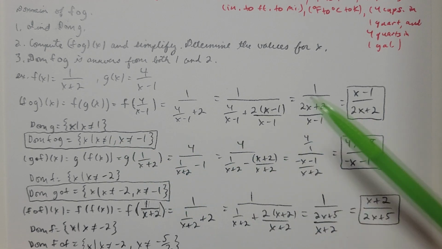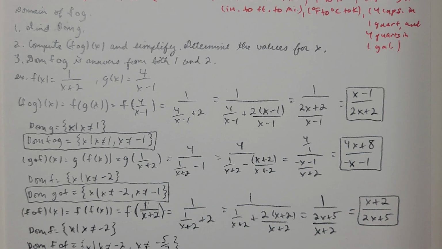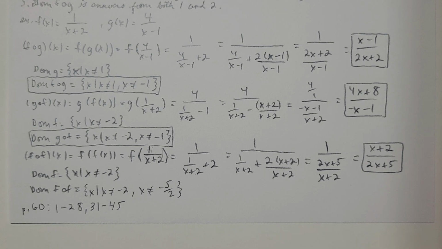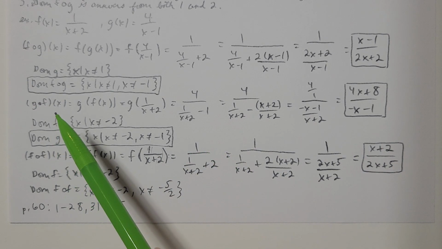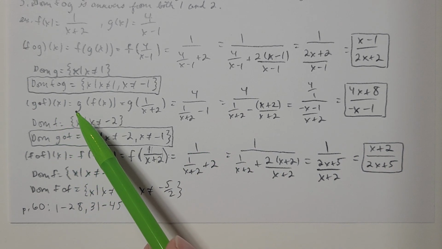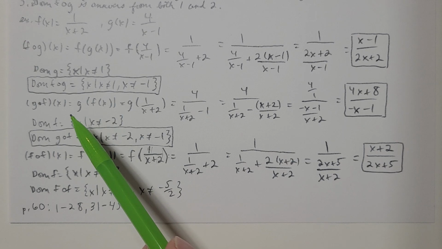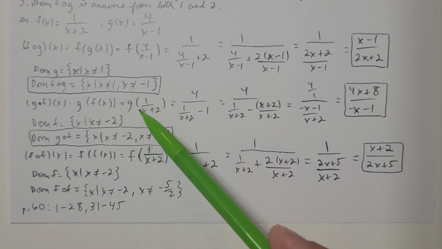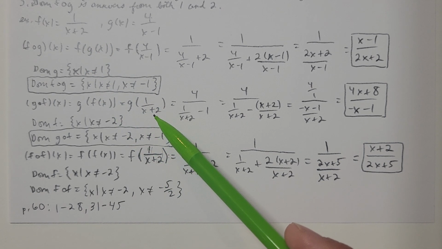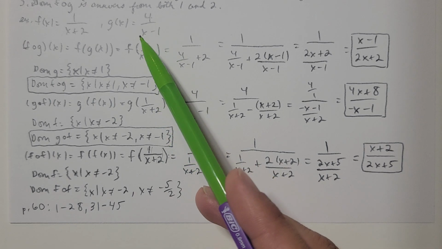Okay, x can be any other number, though. Let's try g composed f of x. So g composed f of x means that I'm going to plug f into g. So g of f of x is what we're finding there. f of x is 1 over x plus 2. So everywhere that I see an x in g, I need to replace that with 1 over x plus 2.